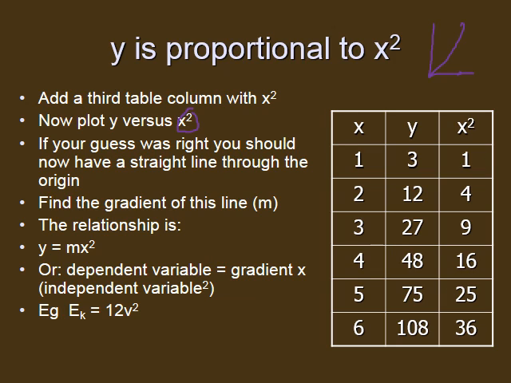If your guess was right, you should now see a straight line when you plot y versus x squared. Find the gradient of the line, m, and the relationship will be y equals mx squared. Or another way of putting it is the dependent variable equals the gradient times the independent variable squared. It's important to note that instead of using x and y, you'll be replacing y with whatever the dependent variable is, and replacing x with whatever the independent variable is.